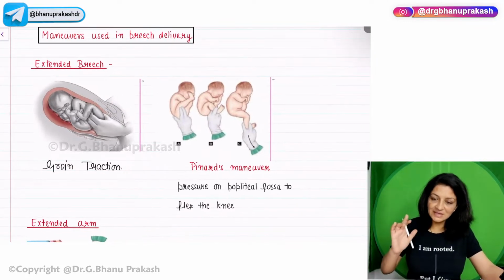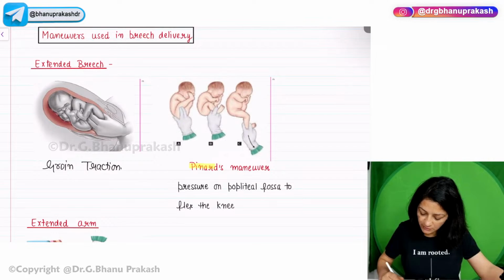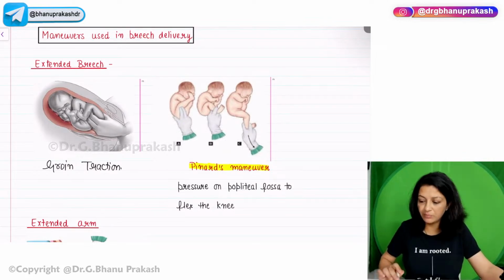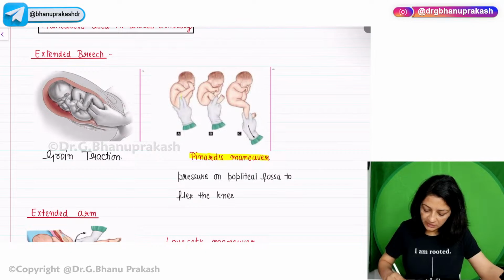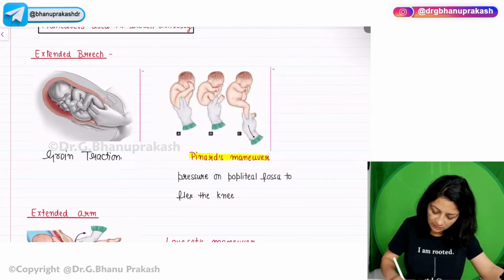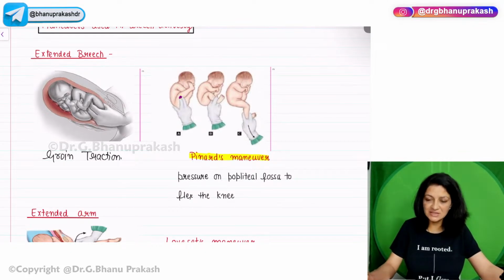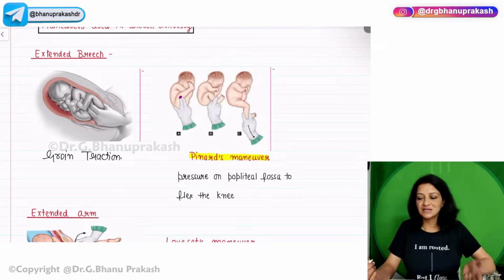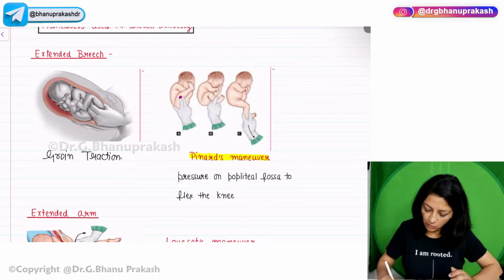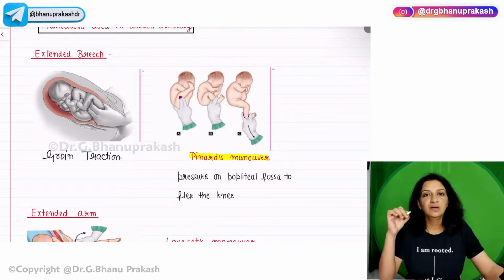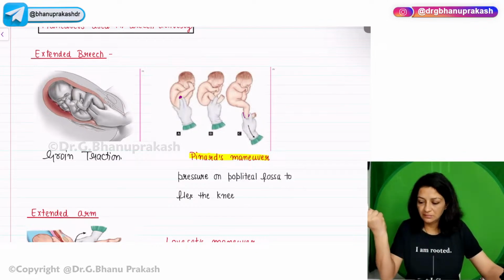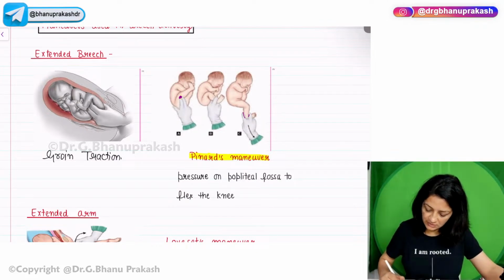First one, groin traction, and the second one is Pinard's maneuver. In extended breech, Pinard's maneuver, pressure on the popliteal fossa. What happens? Flexion of the knee. As the knee flexes, then hold the legs and bring the baby out. So this is called the Pinard maneuver.